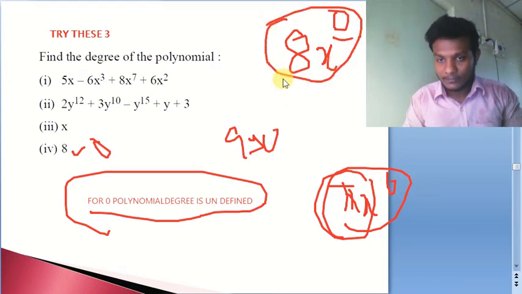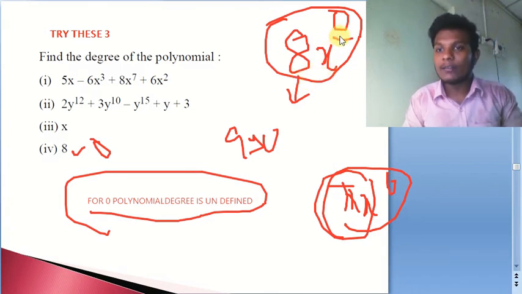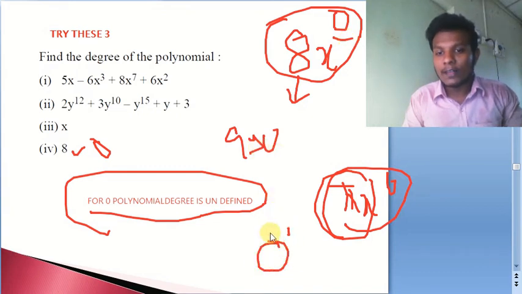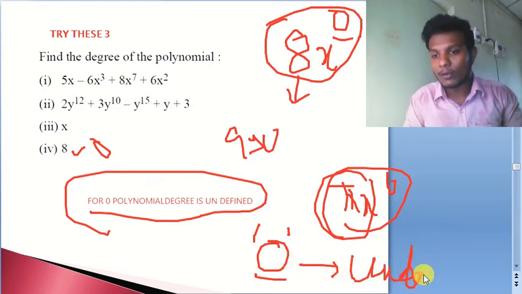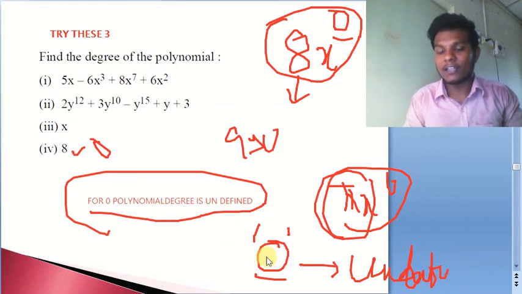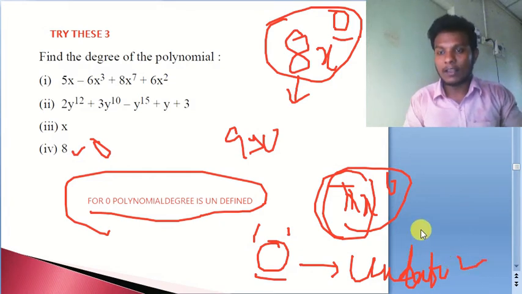In this case, if any constant except 0 is given to you, the degree is going to be 0. If 0 alone is given to you and they ask what is the degree of the zero polynomial, it is undefined. A very important point you have to keep in mind: for any constant other than 0, the degree is 0. For 0 itself, the degree is not defined, that means undefined in this particular case. Okay, let us move ahead.